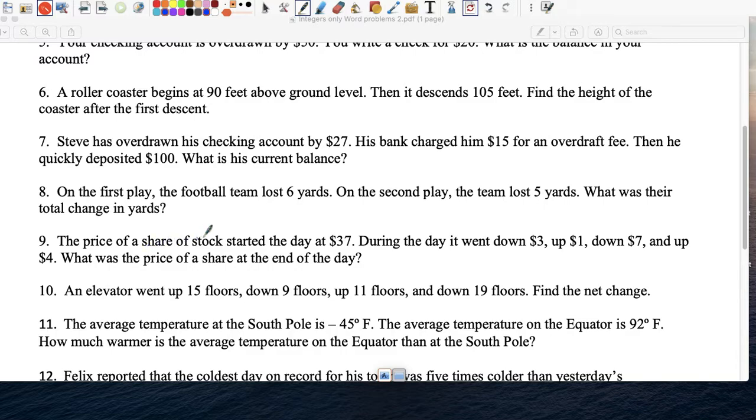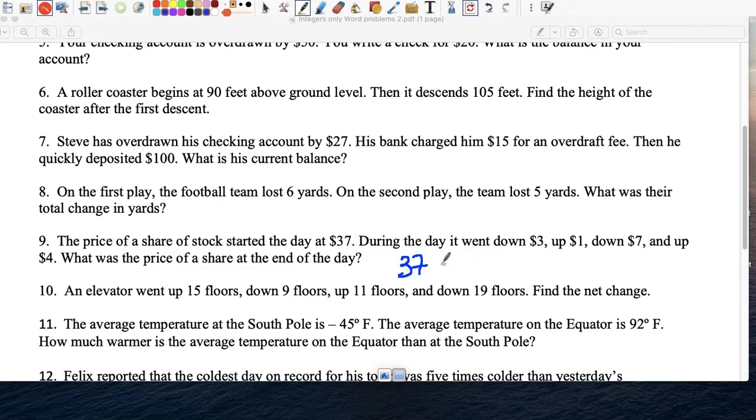Price of a share of a stock started the day at 37. So stock market, you buy shares, you become owner of a company. And the more you own, depending on the company, you can actually be the owner of the company if you own the majority of shares, but that can be quite expensive. Anyways, so you bought a share of a company and it started the day at $37.